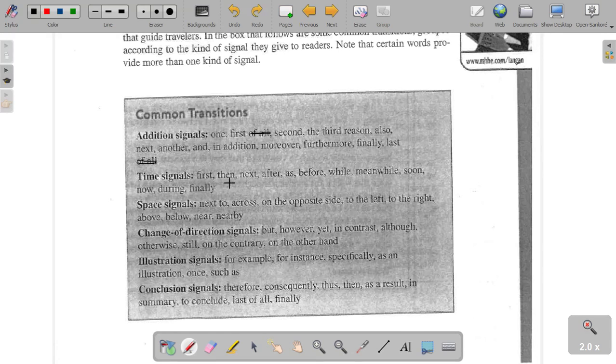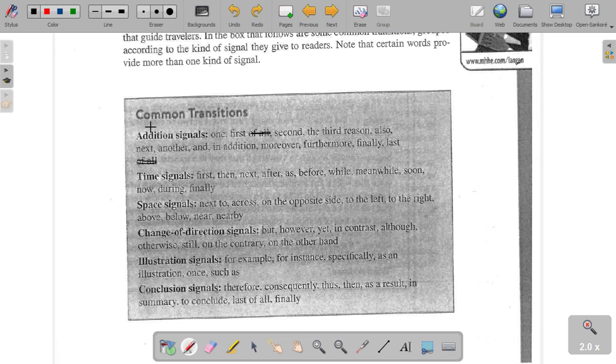Then we have time signals. First, then, next, after, as, before, while, meanwhile, soon, now, during, finally. And then space signals. Next to, across, on the opposite side, to the left, to the right, above, below, near, nearby. You'll notice a lot of prepositional words in that one. Change of direction signals. But, however, yet, in contrast, although, otherwise, still, on the contrary, on the other hand.